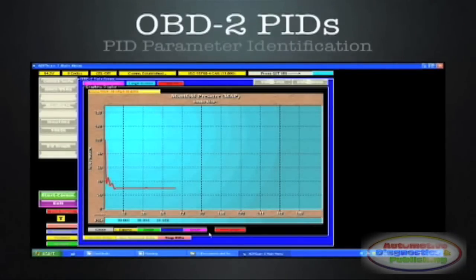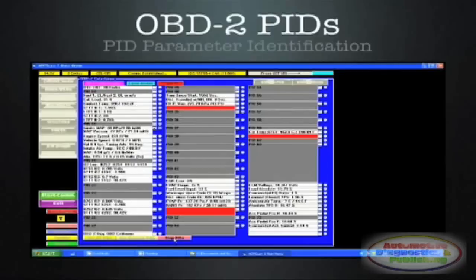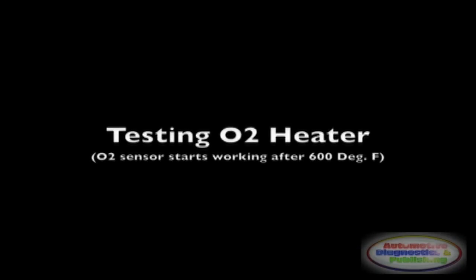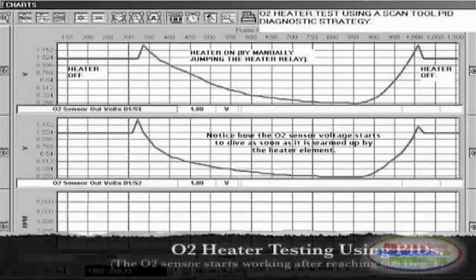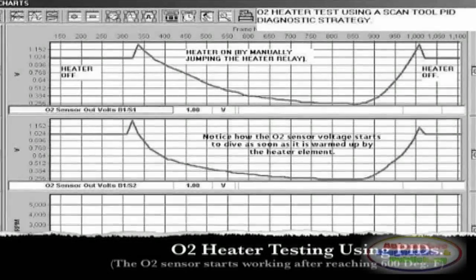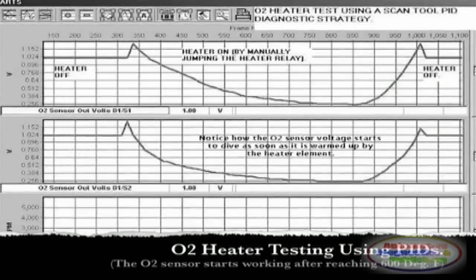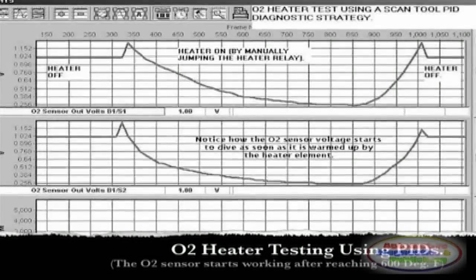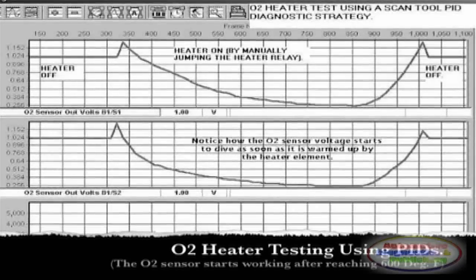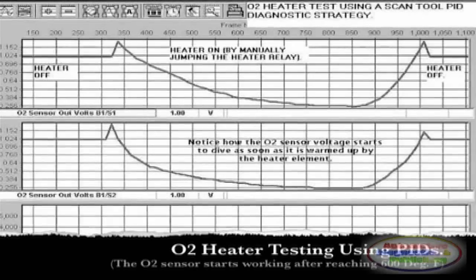A final test worth mentioning is the use of the O2 sensor parameter to test the O2 heater. This is an easy test, and it's done with the key on and engine off. Make sure your vehicle is cold. After starting the test, watch as the O2 sensor value quickly declines to zero or full lean, since there is only oxygen in the exhaust.